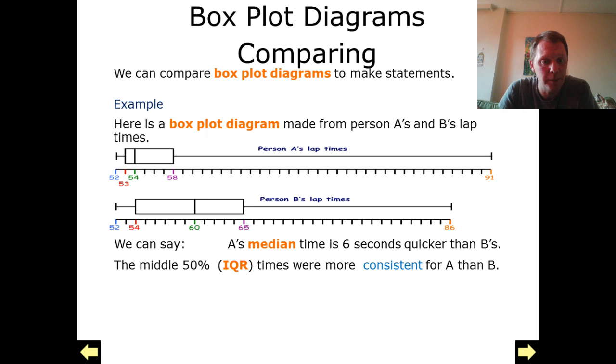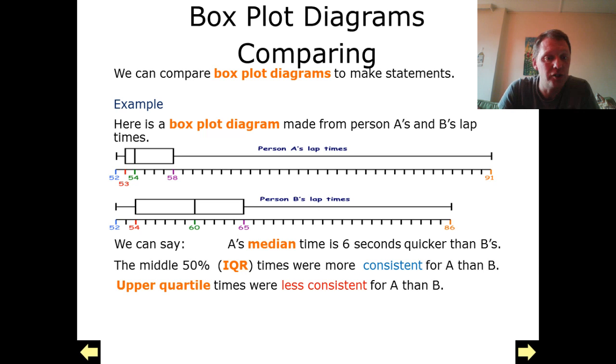The middle 50%, the interquartile range times were more consistent with A than B. Now the interquartile range is the distance between the start of the box and the end of the box for each one of these. So there's a bigger time difference for the interquartile range for person B, which means it wasn't as consistent. We could say that the upper quartile times were less consistent for A than B.